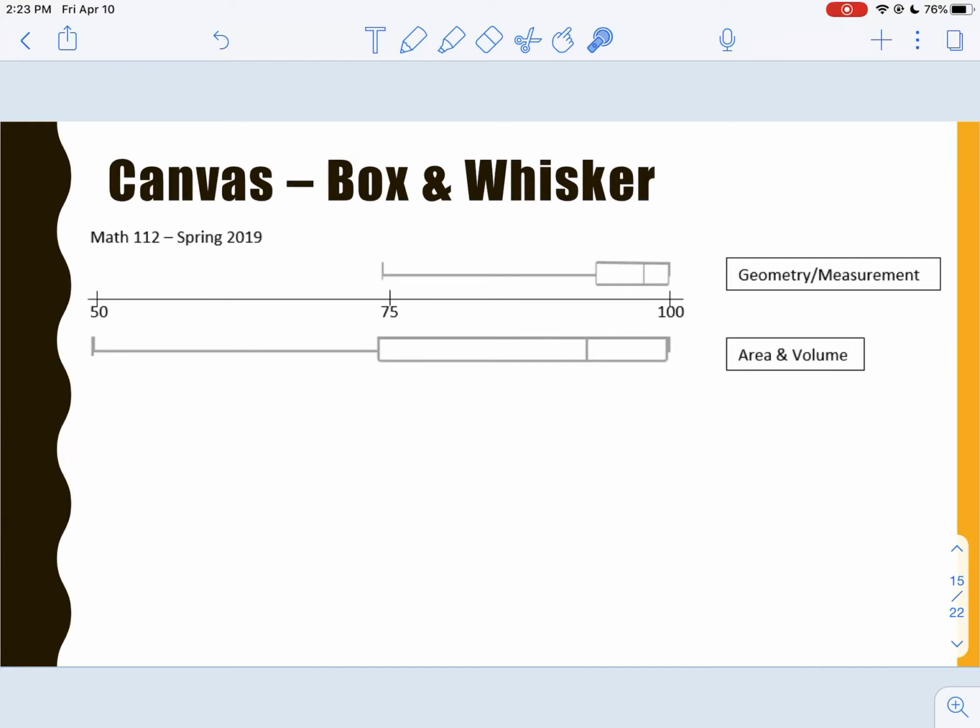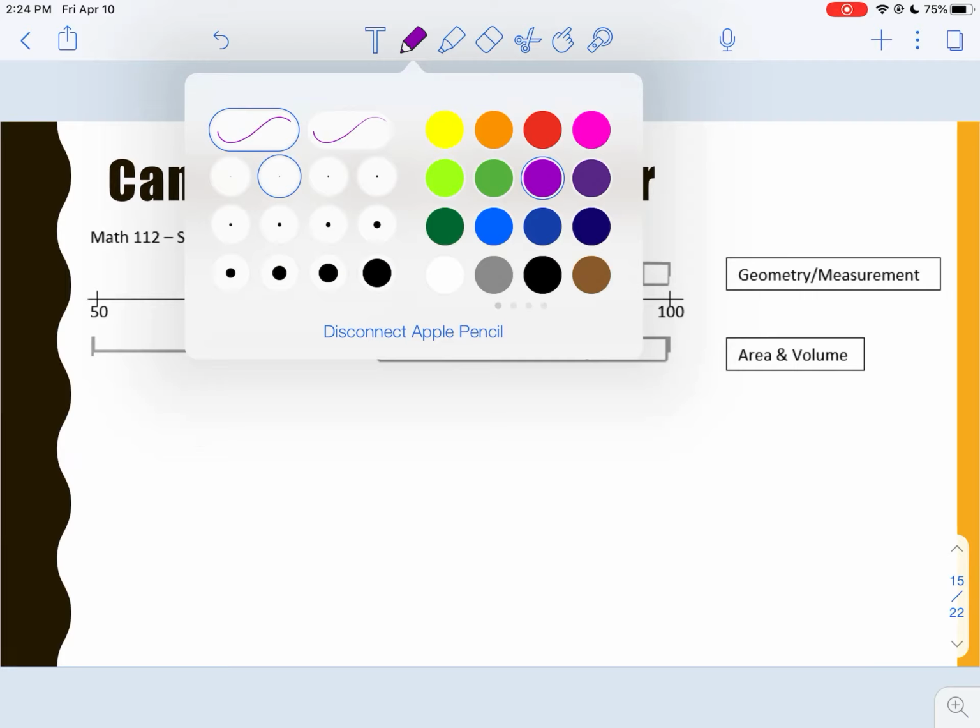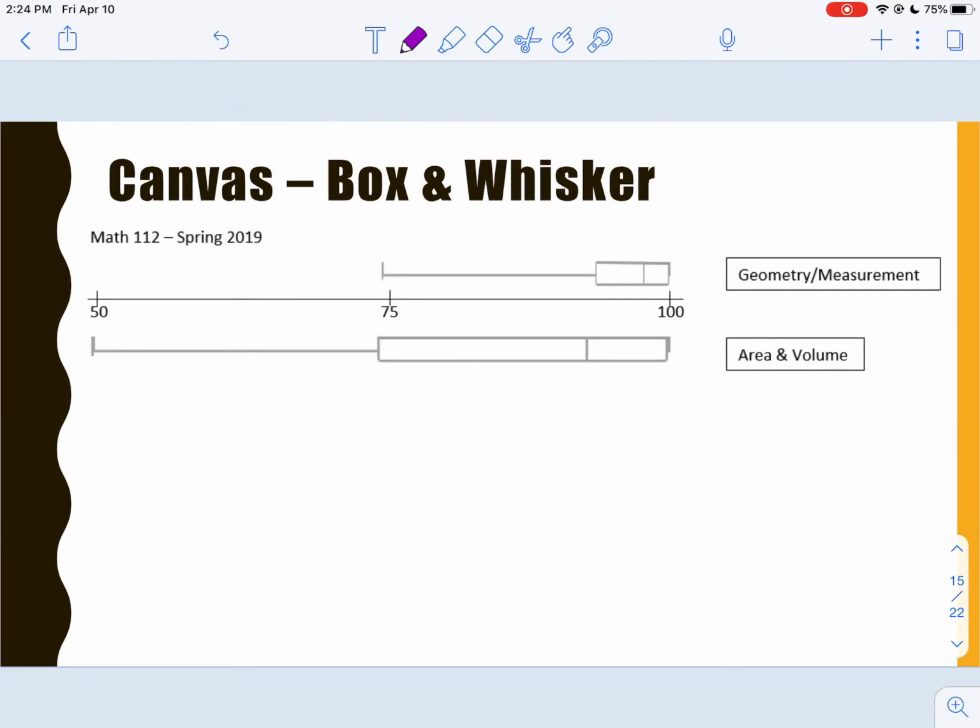Canvas, as you've noticed if you've poked around, does have a box and whisker or box plot tool. And so here's some data I have from Math 112 from the spring of 2019. This is coming from the first exam, geometry and measurement, and this is coming from the second, area and volume. And you might notice at first that it seems like we're missing a whisker here, right? We'll talk about why in a second.